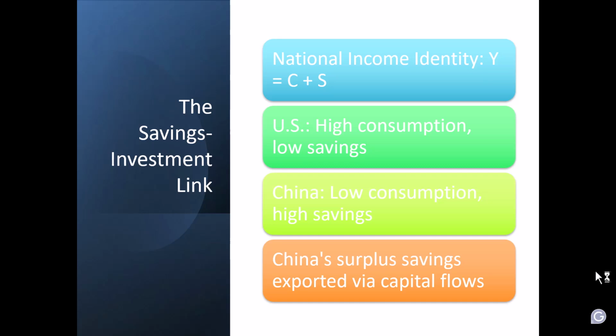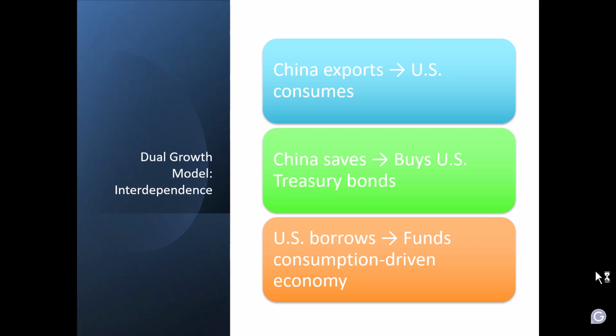China growing through X, we growing through C. We like to grow through C. We don't have enough savings. China has a lot of savings, so we borrow it or they export it to us. That's what we mean here with this dual growth model, this interdependence. China is exporting. We are buying. That's our imports. That's their exports. We have a deficit. They have a surplus on that net exports, but we grow through C by borrowing their savings.